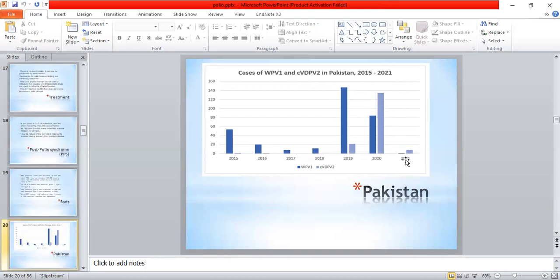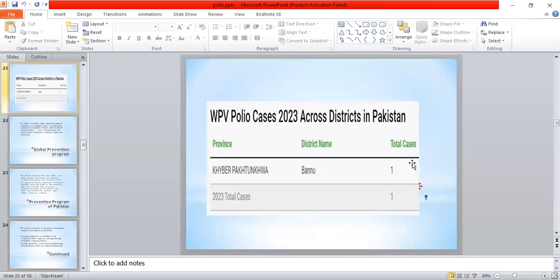But again in 2021, the values of both wild poliovirus 1 and vaccine-derived poliovirus 2 are less than 20. So in this picture, you can see that up till now in 2023, the wild poliovirus cases reported in Pakistan are only one.